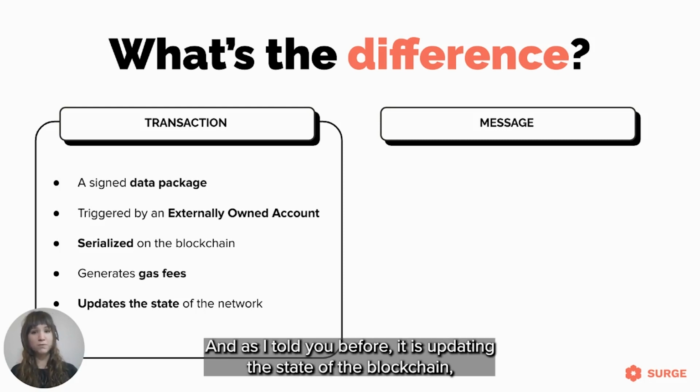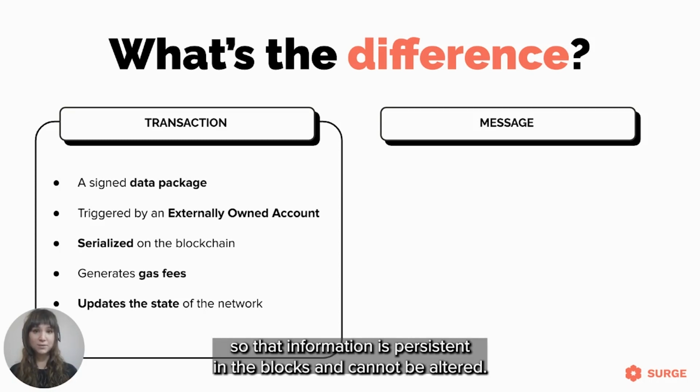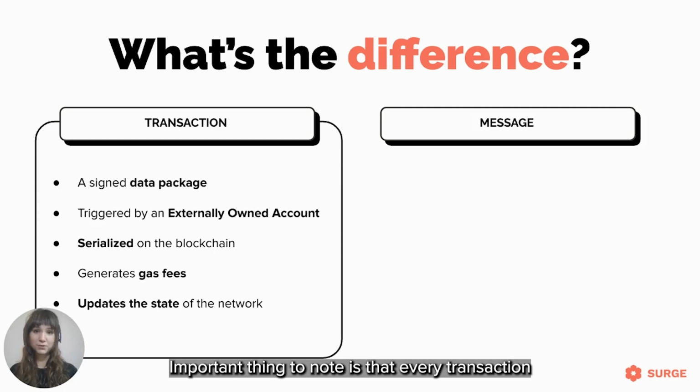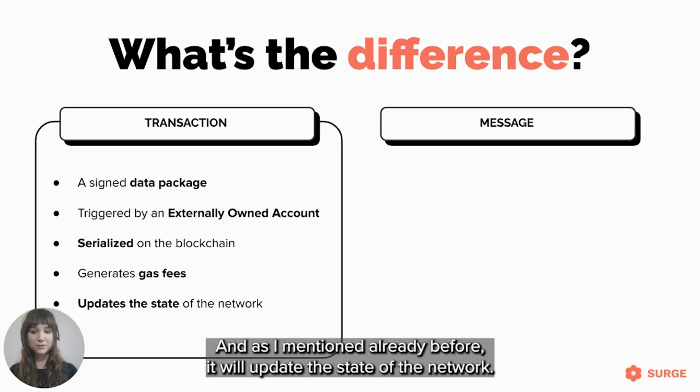And as I told you before, it is updating the state of the blockchain, which means that it's serialized on the chain, so the information is persisted in the blocks and cannot be altered. Important thing to note is that every transaction will generate the gas fees that are needed for the blockchain to function. And as mentioned already before, it will update the state of the network.